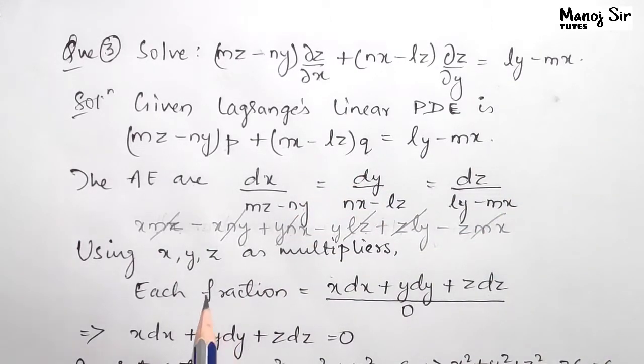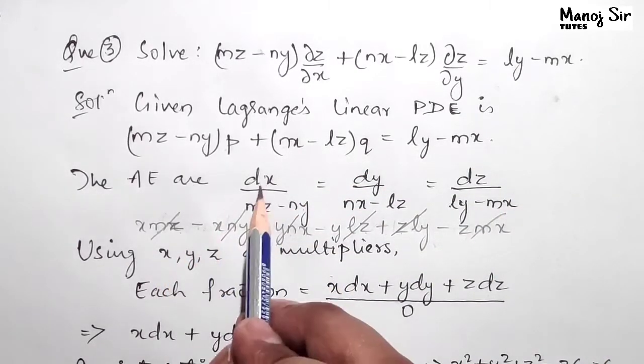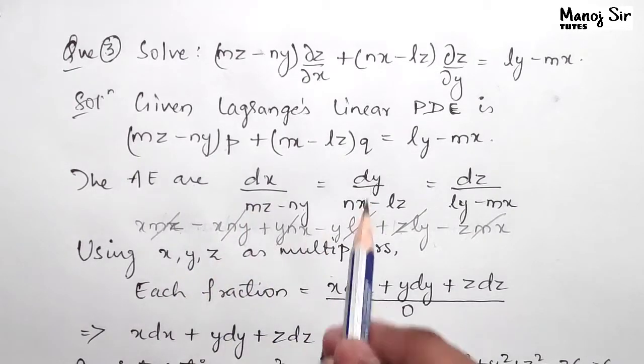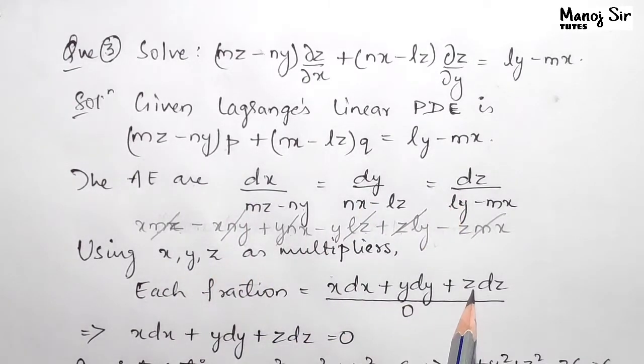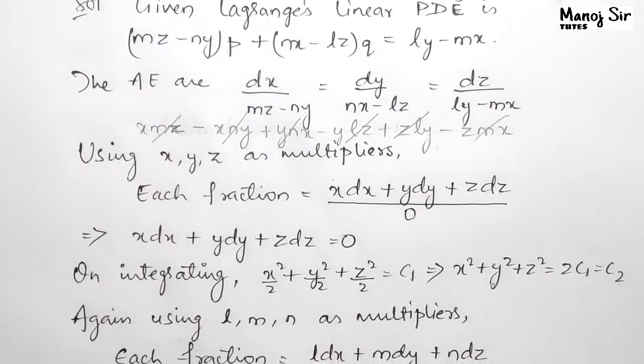Okay, we have 0 here. So we can say each fraction equals x into dx plus y into dy plus z into dz upon 0. So take this 0 to the left hand side, you will get x dx plus y dy plus z dz equals 0, which is this equation. Now we need to integrate both sides.